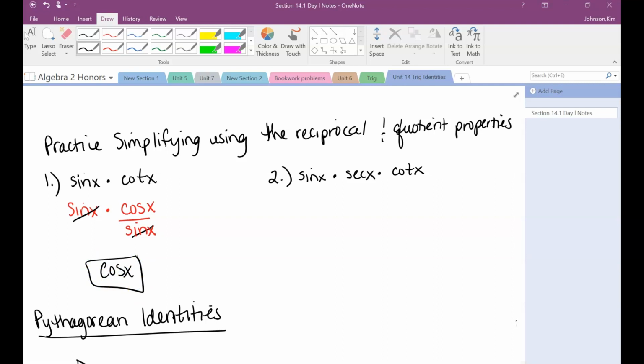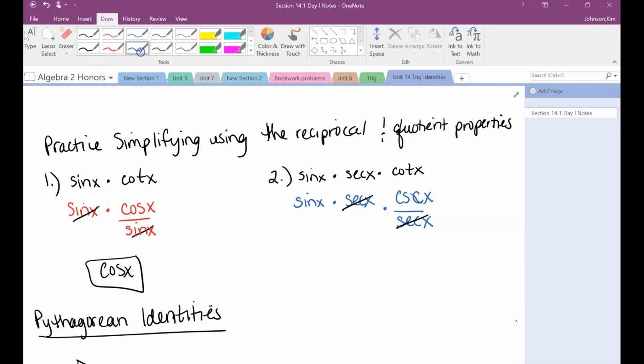There's a couple ways that you can walk through problem number 2. You might not have gotten to the same answer in the same way. However, if you have the final simplified expression, then you're fine. So there's a few ways we can do this. So sine of x times secant of x times cotangent of x. I'm thinking of cotangent of x as cosecant of x over secant of x. And the reason I'm thinking of it that way is because I see the secant of x in the problem. Okay, so I rewrite cotangent of x as cosecant of x over secant of x. And then those secant of x's will divide out.